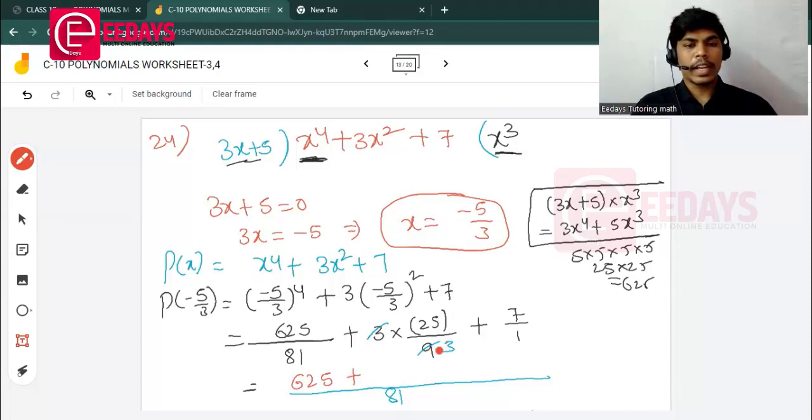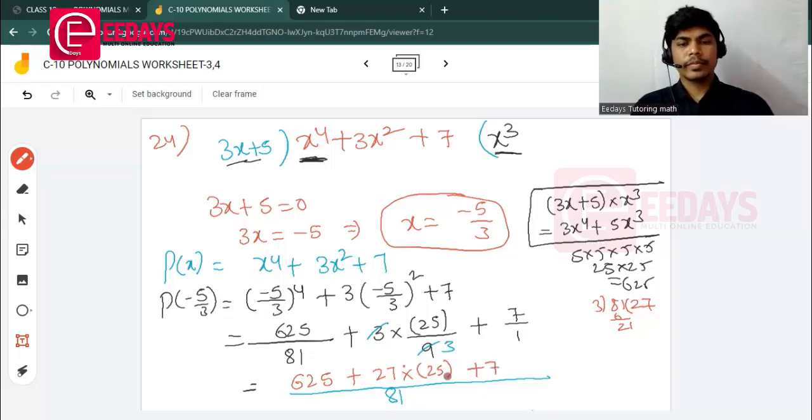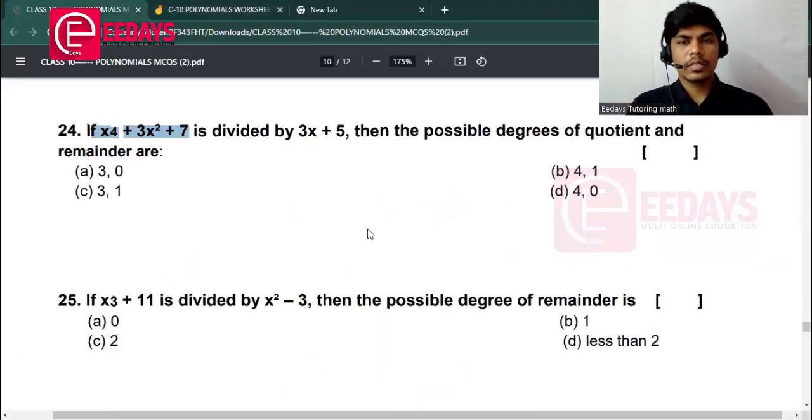Here 3 is there. So 3 times 81, right? 3 to the 6, and 27. So 27 into 25 plus 7. So they're asking what is the quotient. I think the question they have given is wrong. They're asking the degree of the quotient, x power 4 plus 3x plus 5. I think there is some word missing in the question. That's why we are not getting the correct answer. 3x plus 5.